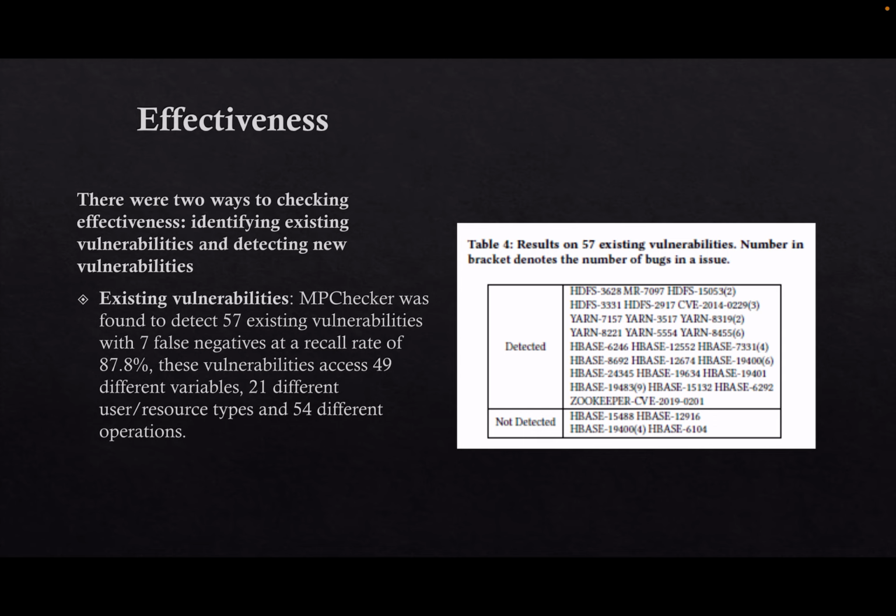Moving on to effectiveness. There were two ways of checking effectiveness. The first one is identifying existing vulnerabilities, and the second one is detecting new vulnerabilities. Moving on to existing vulnerabilities, 4 vulnerabilities were not detected due to reflection, when MPC checker fails to find the privileged operation in reflective method calls. Other than that, MPC checker was able to detect 57 existing vulnerabilities with 7 false negatives, at a recall rate of 87.8%. These vulnerabilities access 49 different variables, 25 user resource types, and 54 different operations.